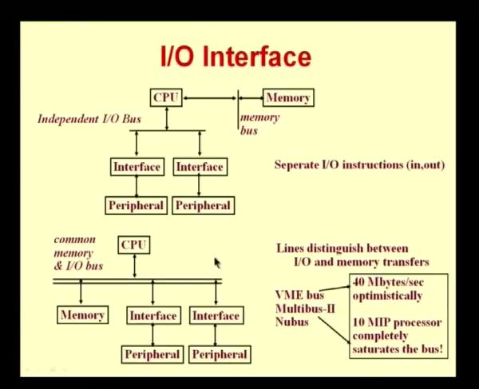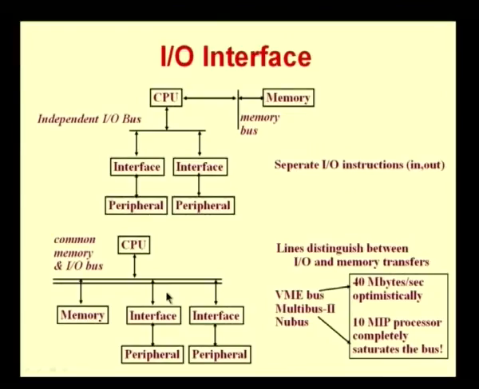Now, if it is memory mapped I/O, then typically it is this kind of configuration that will be used, that is, you will have a common address bus and it will be used both by memory as well as by the I/O devices, and after all it is a common address space.